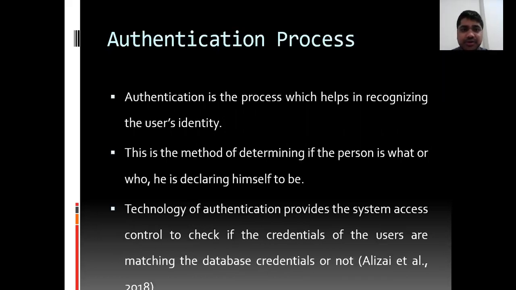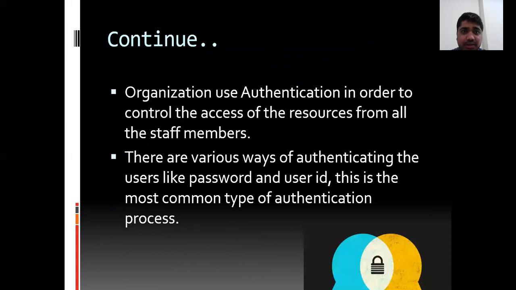Coming to the authentication process, it is the process which helps in recognizing the user's identity. This is a method of determining whether the person is who he is declaring himself to be. Authentication technology provides the system access control to check if the credentials of the users match the database credentials or not. Organizations use authentication in order to control access to resources by all staff members. There are various ways of authenticating users, like password and user ID and face ID. This is the most common type of authentication process.